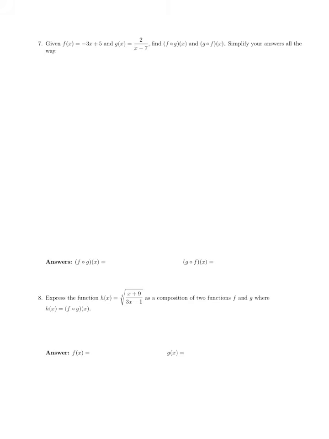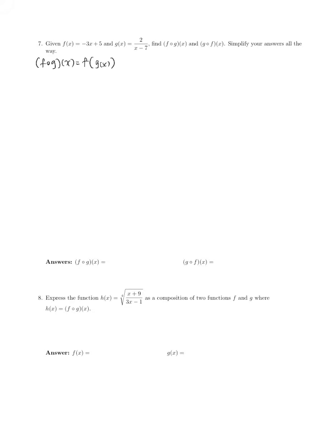Okay, I need help. Okay, so let's take a look. Given f of x and g of x, find f of g of x and g of f of x. Simplify your answer all the way. Okay, so let's take a look. Let me get the pen out. Okay, so let's first go with f of g of x. So this is going to be f of g of x.